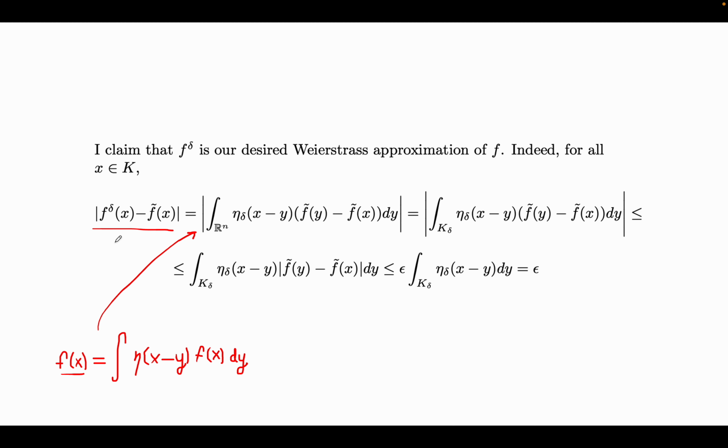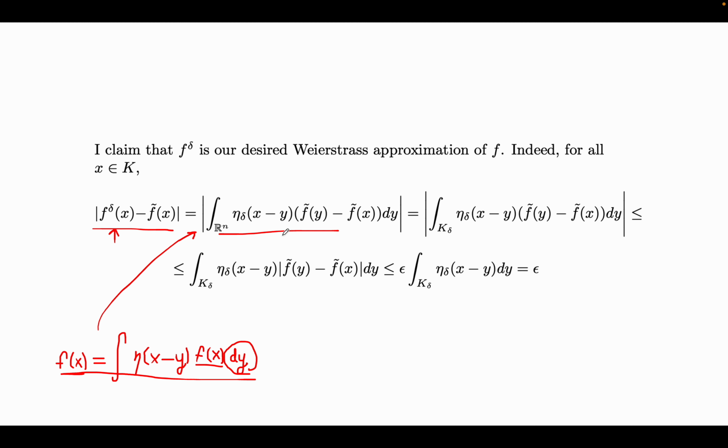Basically, I've unpacked the definition of f delta, and then I've written f tilde of x as actually the integral of eta delta of x minus y times f tilde of x dy. This is because f tilde of x is a constant with respect to the integration variable y, and the integral of eta delta of x minus y dy is just 1, so I can multiply by 1 and bring f tilde of x inside of the integral because it's a constant with respect to y. Once you do that and you write out the definition of f delta, once you bring the two integrals together, you're going to get this expression here.